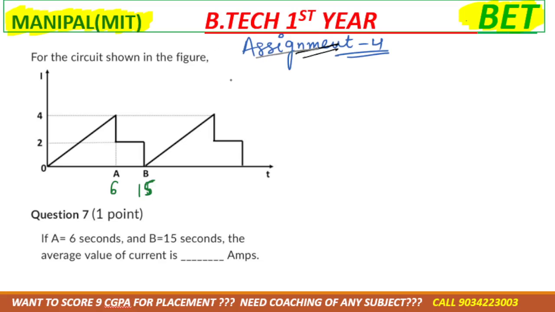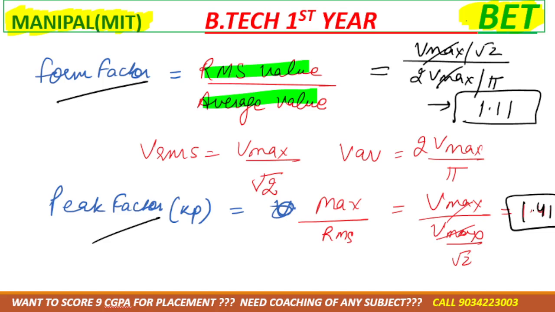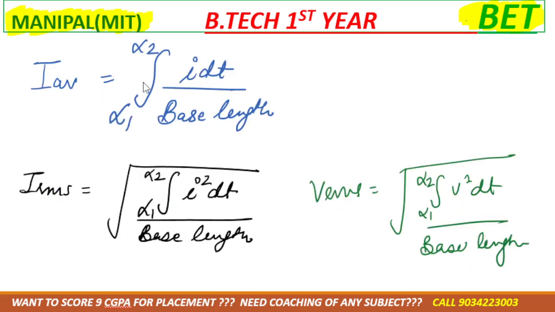Okay, so this is assignment number 4. In this case, you need to calculate the average value of current, right? So what is the formula for the average value of current or voltage? I told you, this one is the average value of current: limit varying from alpha 1 to alpha 2, I dt, over base length, right?